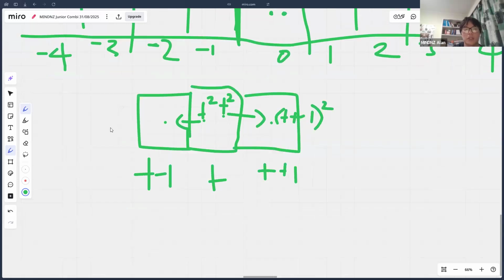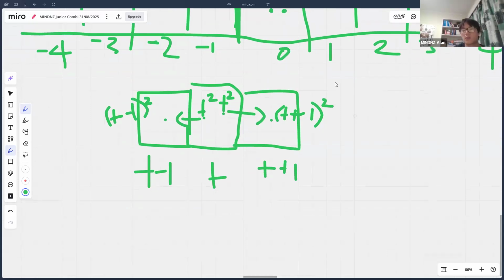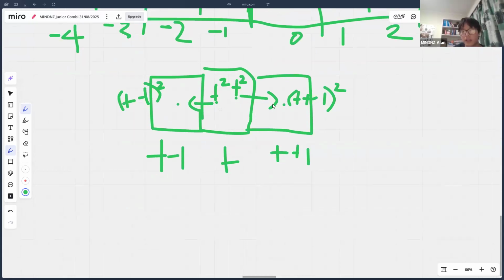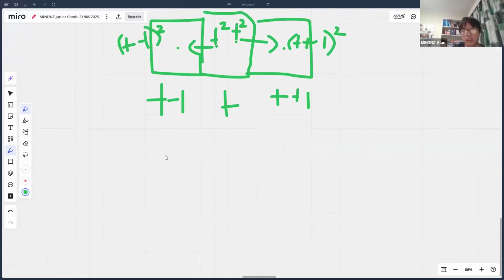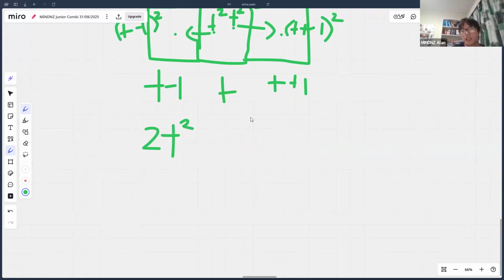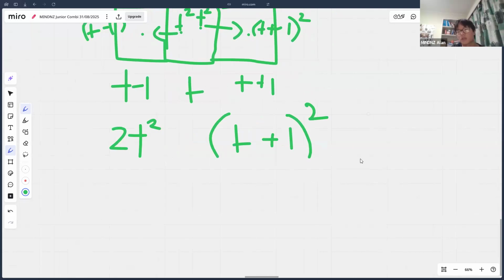And this one becomes t minus 1 squared, right? You'll see why this is important in a second. So now we take the total weight, let's say, of the initial and after conditions. Initially, we get 2t squared, right? Because that's just t squared times 2. And then after one move, we get t plus 1 squared, and we have t minus 1 squared.